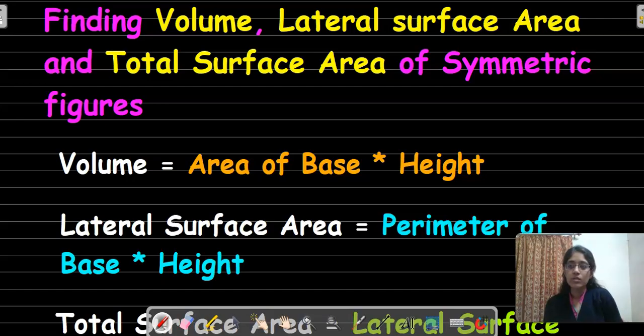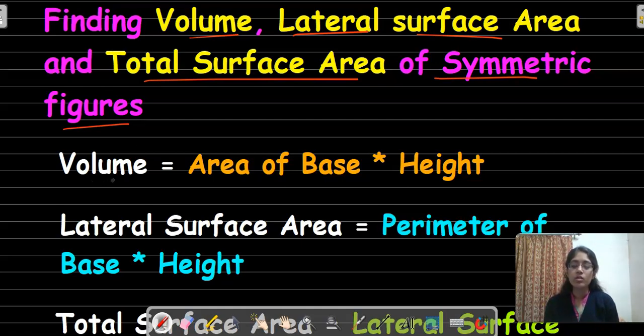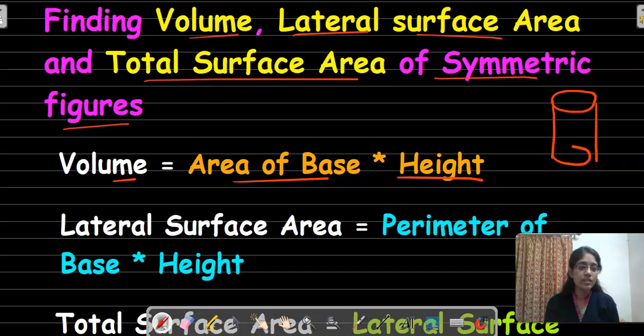Now let's see what is the general formula for finding the volume, the lateral surface area and total surface area of symmetric solids. So in case of symmetric figure, what is volume? Volume is the area of base multiplied by its height. So take this example, there is a cylinder. So how to find the volume of the cylinder? You have to find the area of base, that is a circle. This area of this circle multiplied by the height of the cylinder.